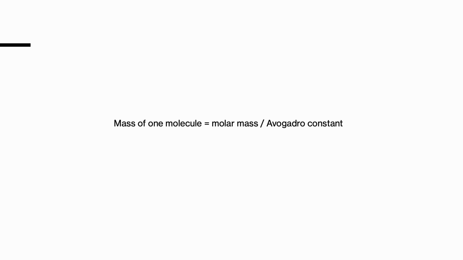And just leading on from this, if you are asked to find the mass of 1 molecule of a substance, for example, 1 molecule of methane, you simply find the molecular mass by adding and finding the relative molecular mass, and then dividing this by Avogadro's constant.